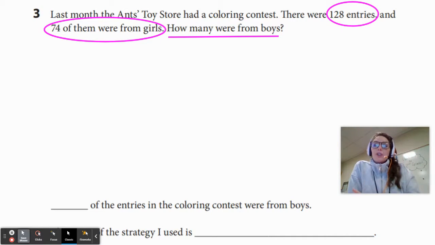There were 128 entries total. 74 of those 128 were girls. How many were boys? Again, show an equation, tell me the name of the strategy you chose, and show your work.